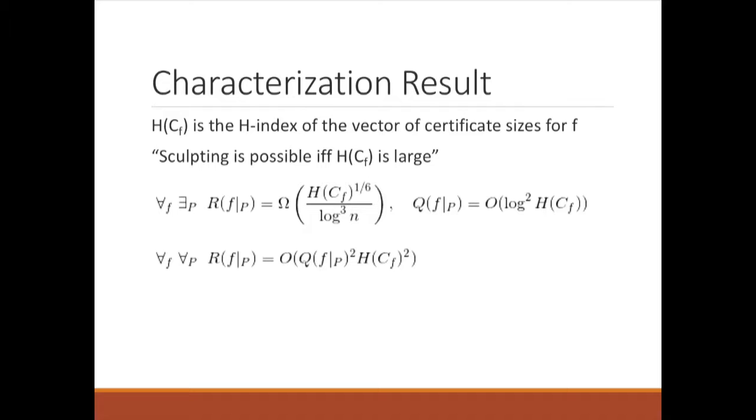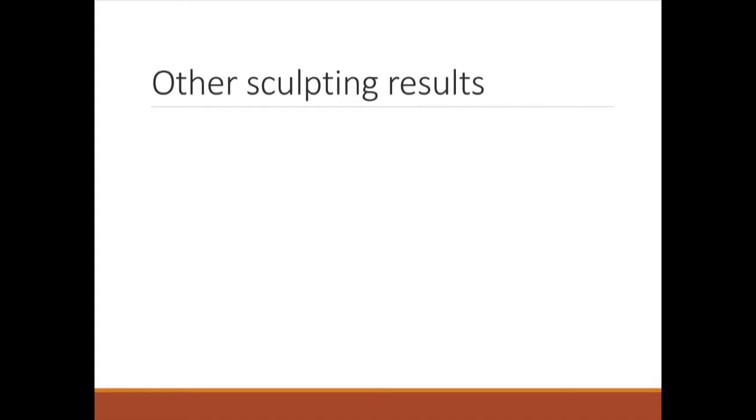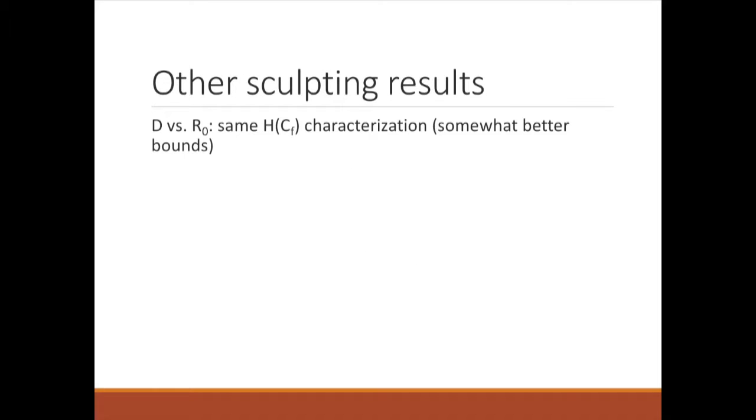OK, so this is the main result. We also have a few other results. You can ask sculpting not for randomized versus quantum. You can just take any of these other query complexity measures and ask the same question there. So here you can ask D versus R0, the deterministic versus zero-error randomized. Actually, it's the same characterization. So the h-index comes up again, and it's just the same characterization.